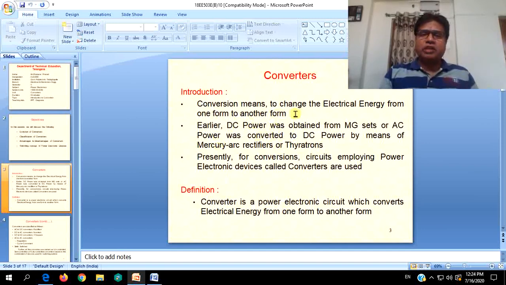But all these things have been replaced by more efficient and easily controllable power electronic equipment. Presently, for conversions, circuits employing power electronic devices, called converters, are used. So the circuits employed for conversions are called converters. A converter is a power electronic circuit which converts electrical energy or power from one form to another form, that is AC to DC or likewise. So that is the basic definition of a power electronic converter, or simply converter.